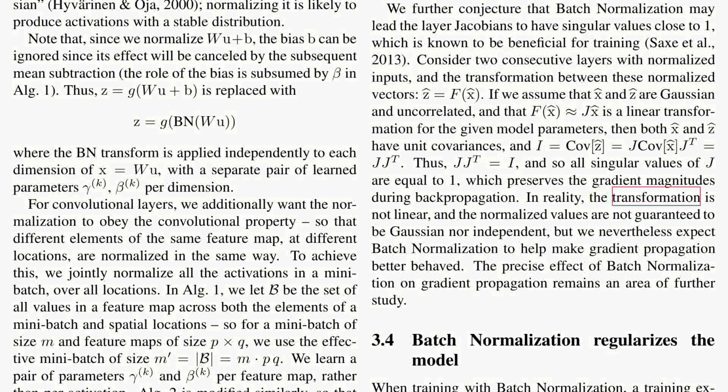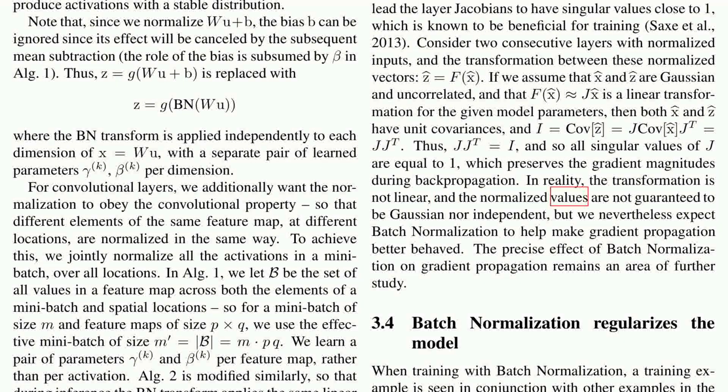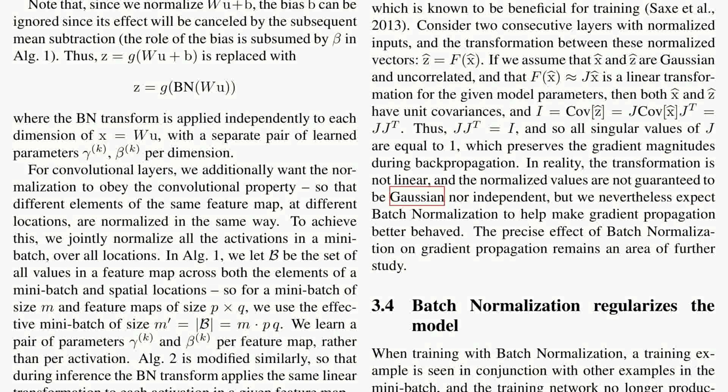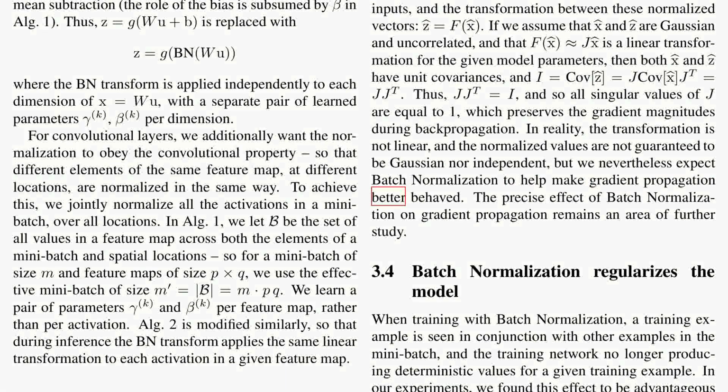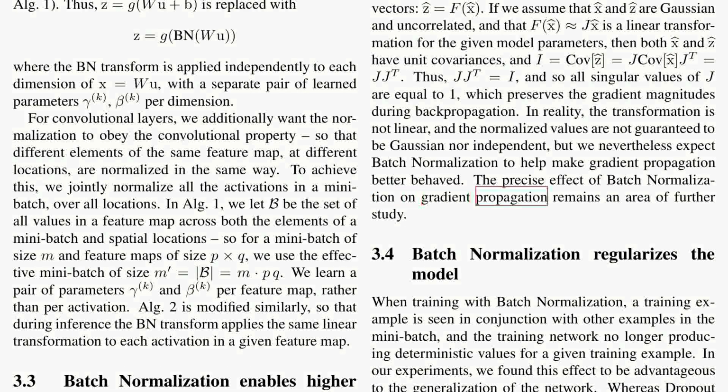In reality, the transformation is not linear, and the normalized values are not guaranteed to be Gaussian nor independent, but we nevertheless expect batch normalization to help make gradient propagation better behaved. The precise effect of batch normalization on gradient propagation remains an area of further study.